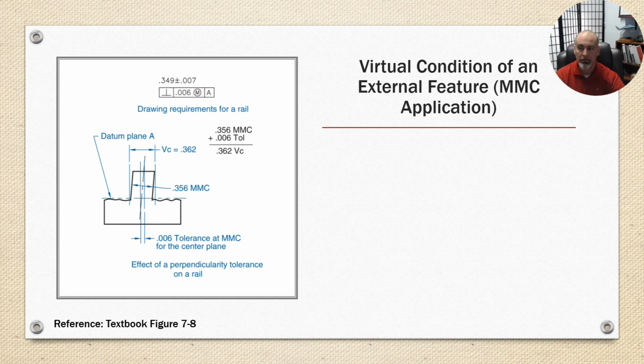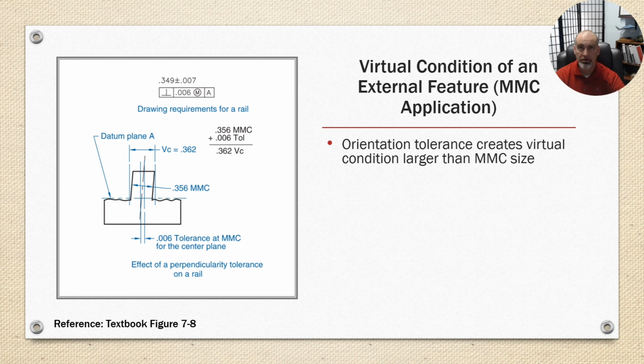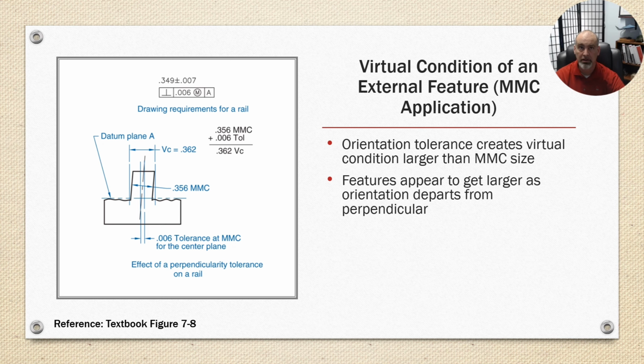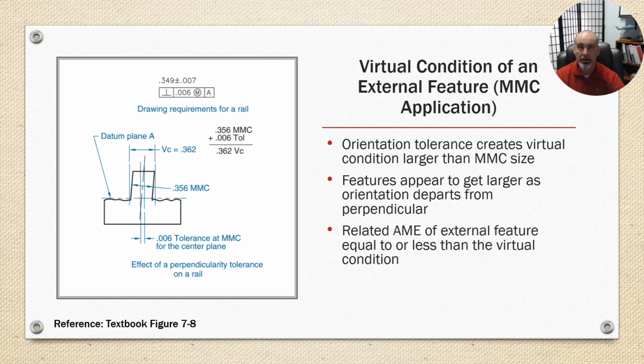Virtual condition of an external feature with an MMC application. The orientation tolerance creates a virtual condition larger than MMC size. The features appear to get larger as the orientation departs from perpendicular, and related to AME of external features equal or less than the virtual condition. So the virtual condition equals maximum material condition plus the orientation tolerance.